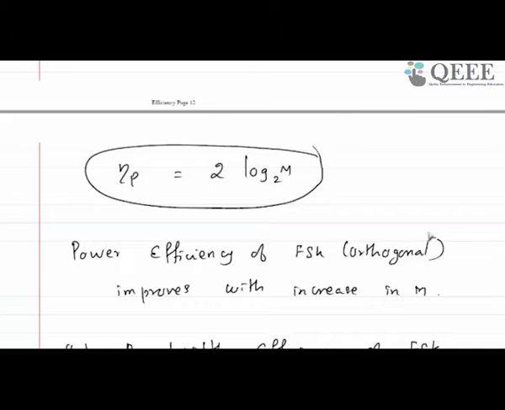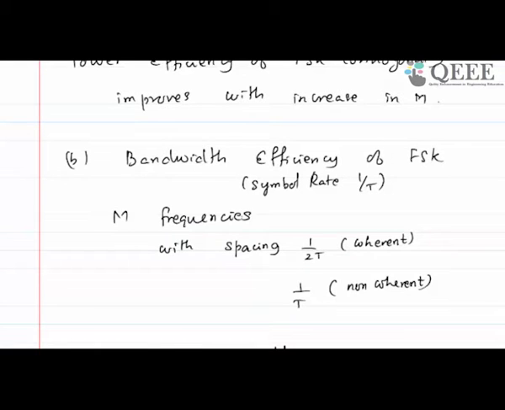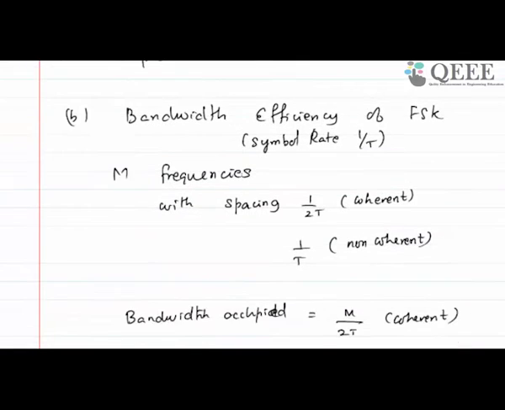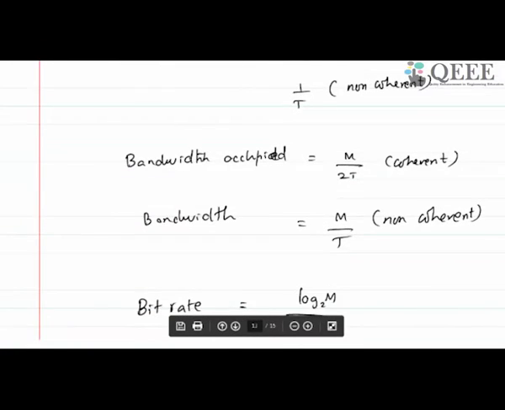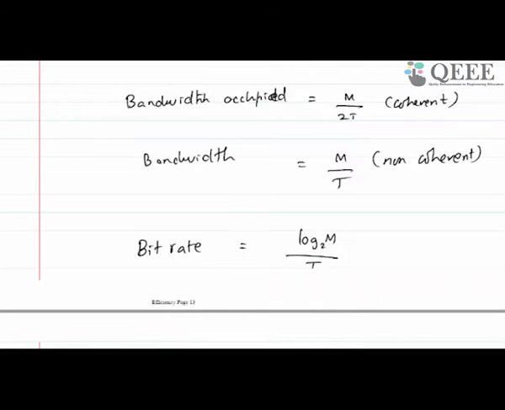Okay, so on the other hand, let us look at how the bandwidth efficiency looks for FSK. So the symbol rate is 1 by T. You have M frequencies with spacing of 1 by 2T or 1 by T, depending on whether you have coherent or non-coherent orthogonality. So the bandwidth is M by 2T or M by T. Now bit rate is log M by T, right? Because symbol rate is 1 by T, you have log M bits. So bit rate is log M by T.